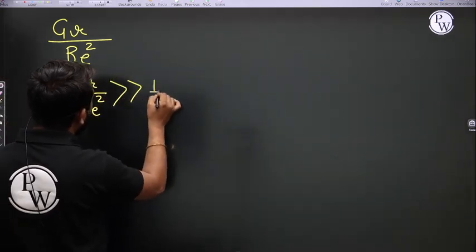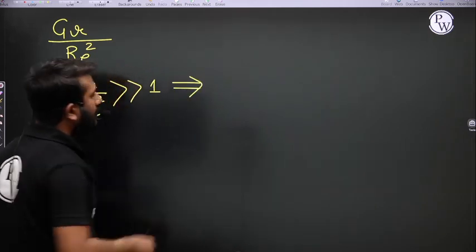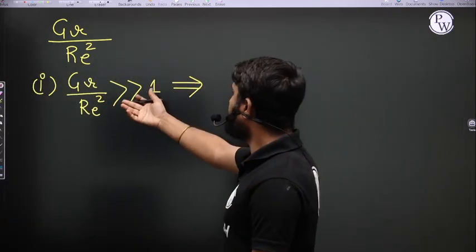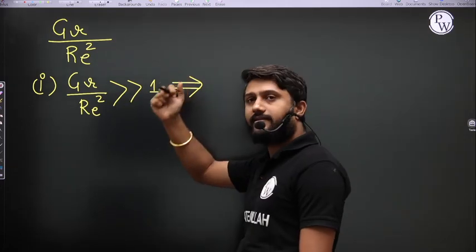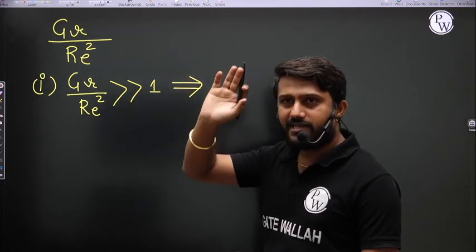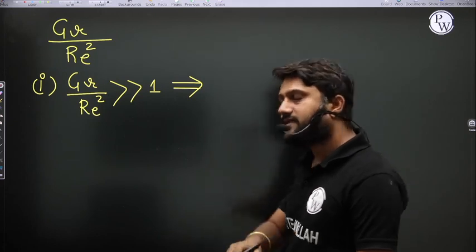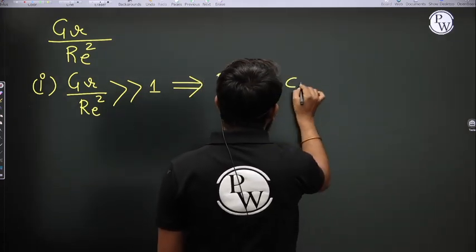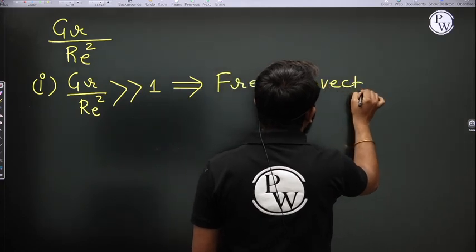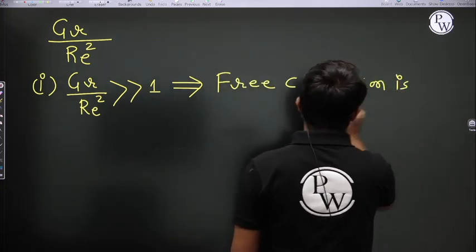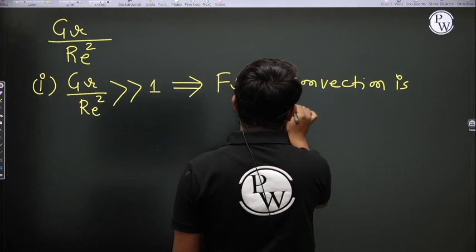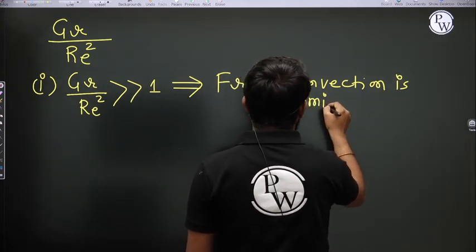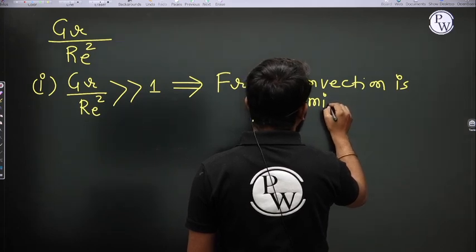There are three possibilities. If Grashof number by Reynolds number squared is very, very much greater than 1, then because the Grashof number is high and the Reynolds number is very low, free convection is predominant, or I can say free convection is significant.